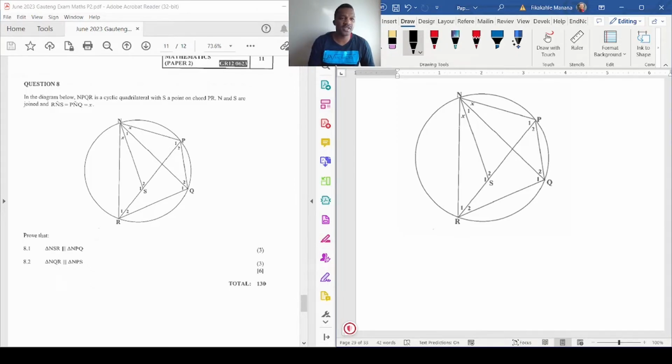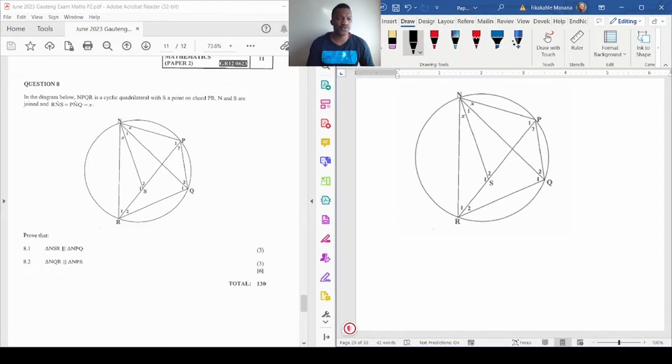It says, in the diagram below, NPQR is a cyclic quadrilateral with S, a point on chord PR. Okay, I see that. N and S are joined, and angle RNS is equal to angle PNQ, which is equal to x. I can see them, there they are, right there.